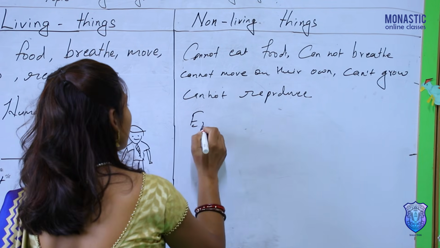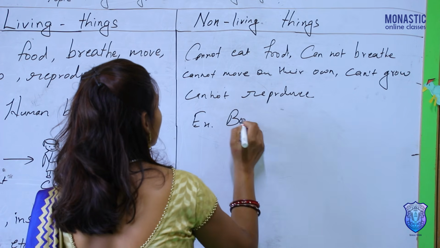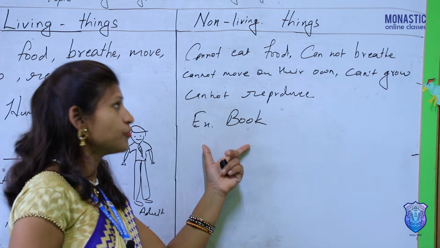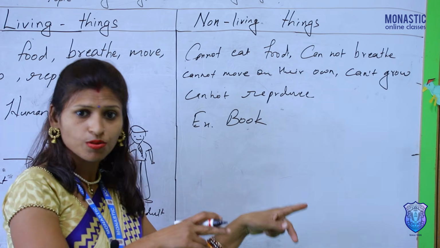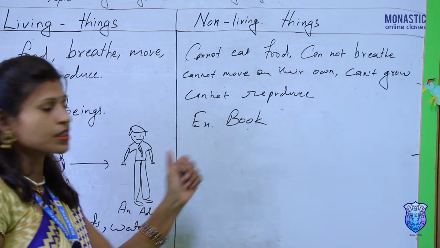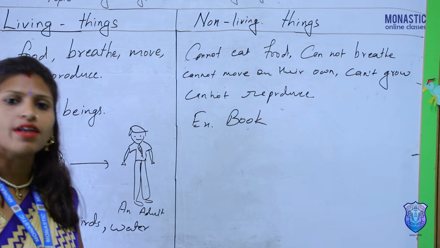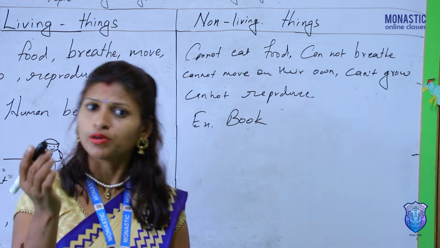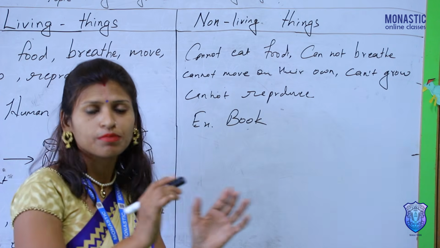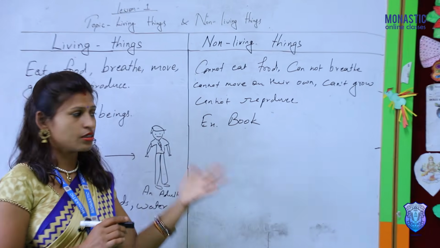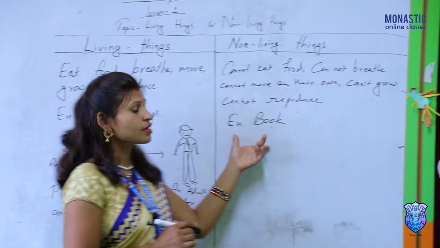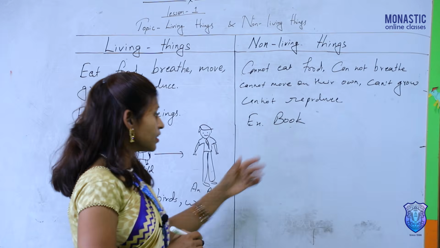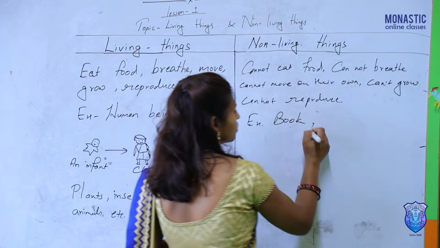For example, tell me about your book. Can your book breathe? Can it eat food? Can it move? No, it can't, because it does not have life in it. You can take your pen, book, etc., but they can't go on their own because they are not alive. They are non-living things. So in this way, there are more examples.